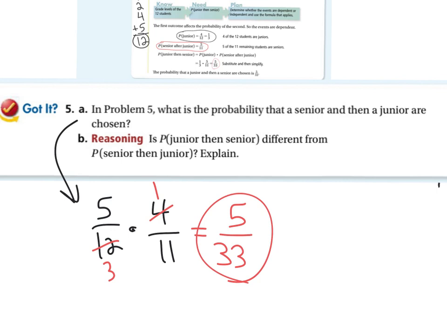So then part B is the probability of junior then senior different from senior then junior. And so looking back to what we just did in the last problem, that one also came out to be 5 out of 33. So is it different? No, it's not different. And we could explain that. Basically we're doing the same stuff just in a different order. It's not going to affect our probability.